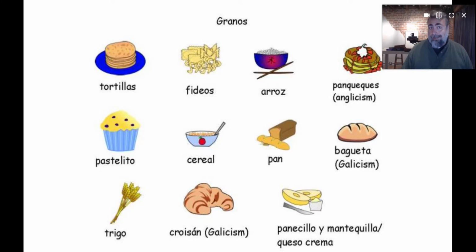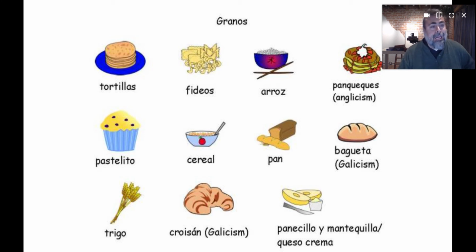Granos, or grains, cereals, right? Granos, grains. Tortillas. You guys know what tortillas are. And we've talked a little bit in class about how tortilla and torta can mean different things in different countries. But here, clearly from the picture, we're going with Mexican tortillas. Fideos. Fideos o pasta. Noodles. Arroz.